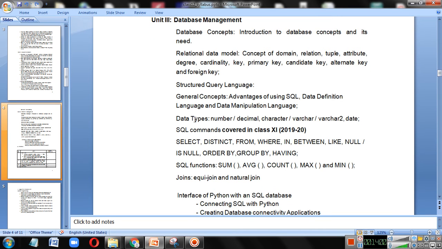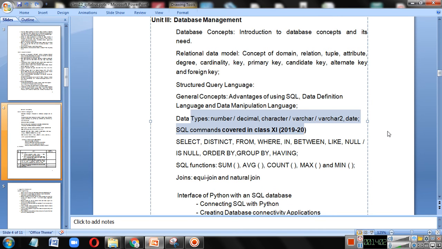Then how to store the data in different formats, what the data types are, and the SQL commands covered in class 11. This is a problem because the present 12th students studied these SQL commands in 2019-20, but in 2021 you have not studied that. Therefore I need to tell all the SQL commands right from the beginning to understand the advanced commands which are kept in class 12. That is not a problem at all.